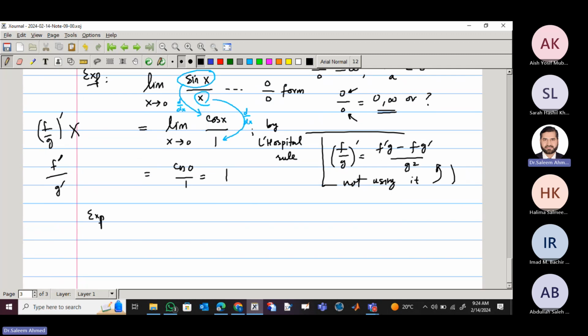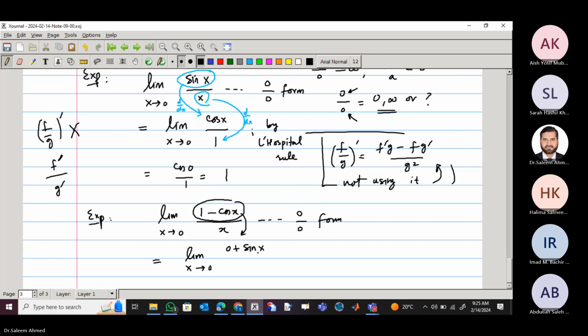Another example, you can see the limit as x goes to 0 of 1 minus cosine x divided by x. This is also 0 by 0 form. You see, if I put in 0, cosine 0 is 1, so 1 minus 1 is 0 divided by 0. Again, 0 by 0 form. So what I can do, I can use L'Hopital's rule. The derivative of the top is 0 plus sine x, and divided by the derivative of x, which is 1. So that is sine x by 1.